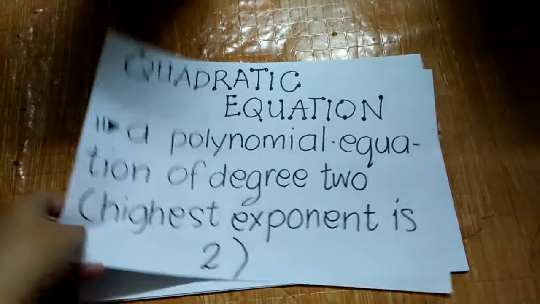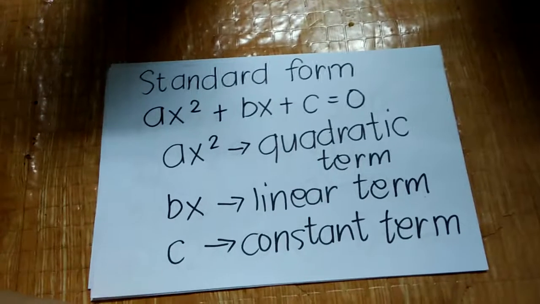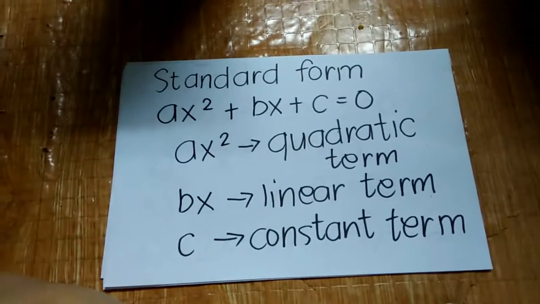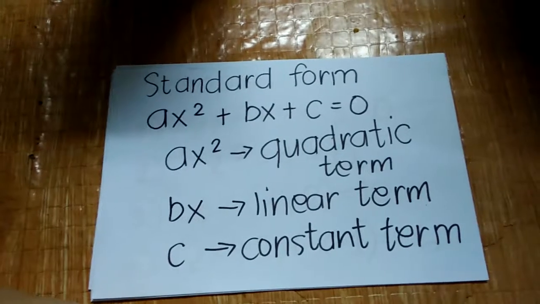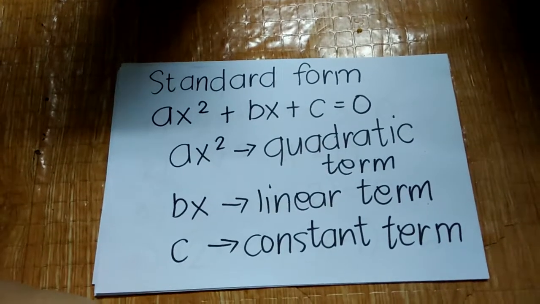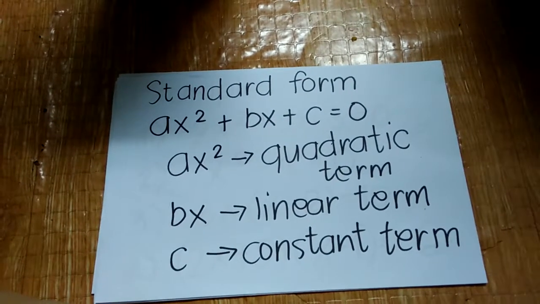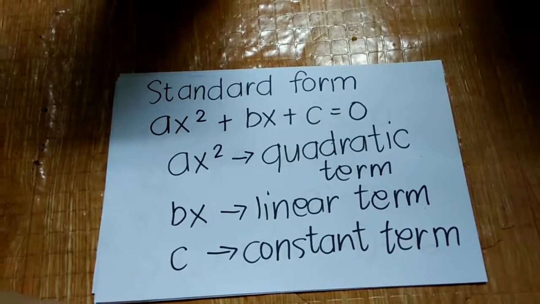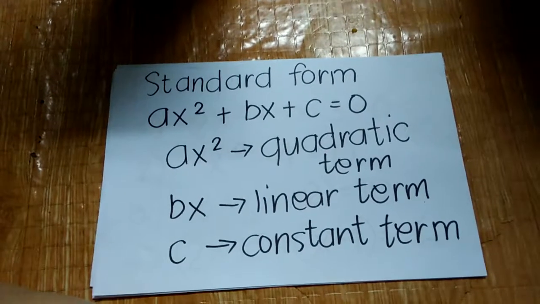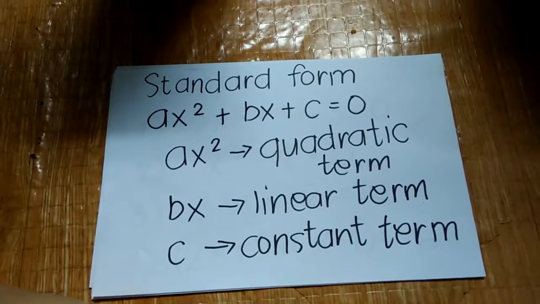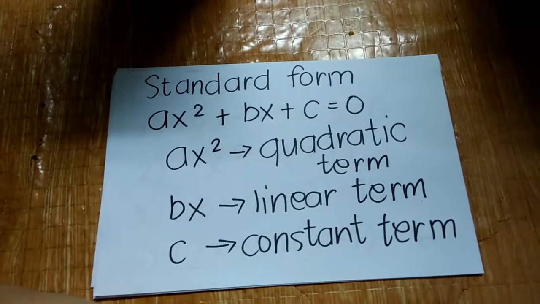Now, para mas maintindihan natin, we have this also called the standard form. The standard form of a quadratic equation is ax squared plus bx plus c is equals to 0. Wherein ax squared is the quadratic term, bx is the linear term, and c is our constant term. Okay?